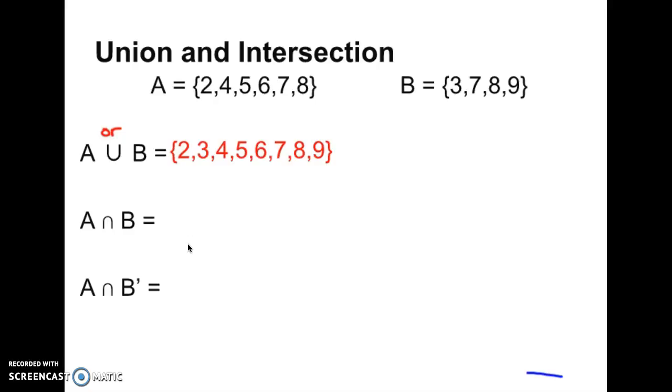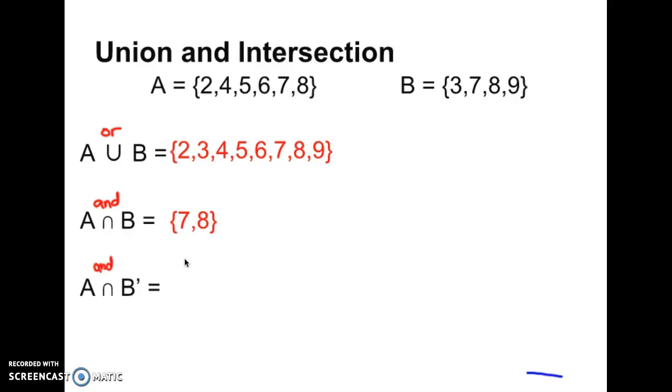The second question, we already talked about what that symbol means: and. So what numbers are in group A and group B? So they have to be in both. Okay, there's only two numbers that are in both, and that should be 7 and 8. Okay, 7 and 8.